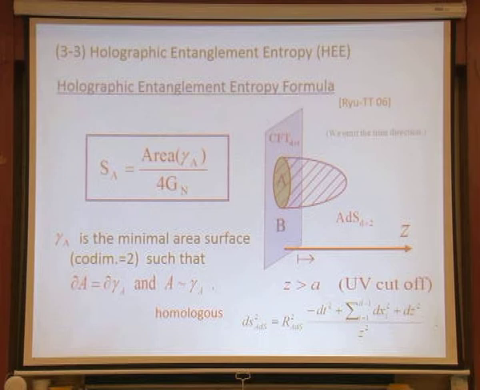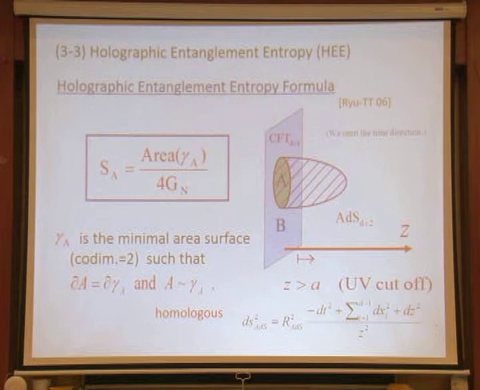So we impose this topological condition, and that defines this entanglement entropy uniquely. The entanglement entropy, in the end, has exactly the same form as the Bekenstein-Hawking formula, area divided by 4 times Newton's constant. But this gamma A is not a horizon in general, it's just some minimal area surface.